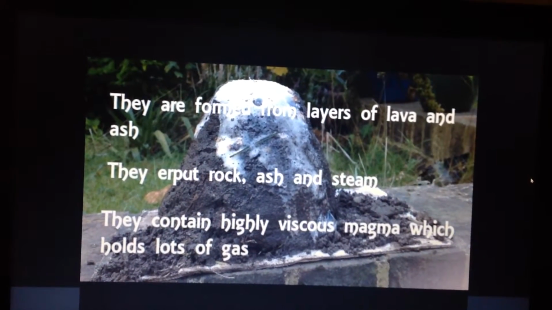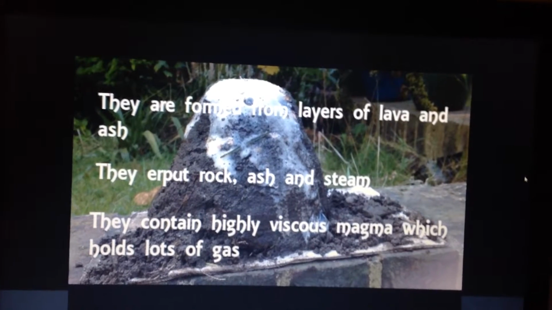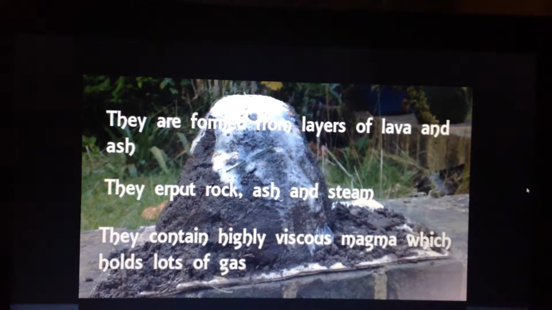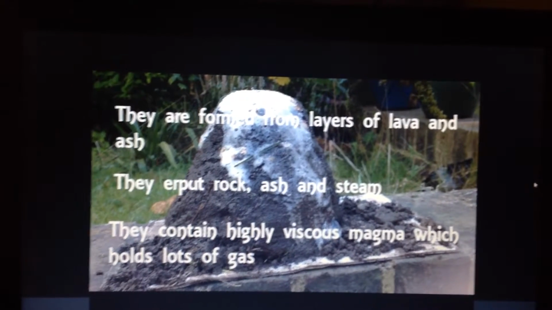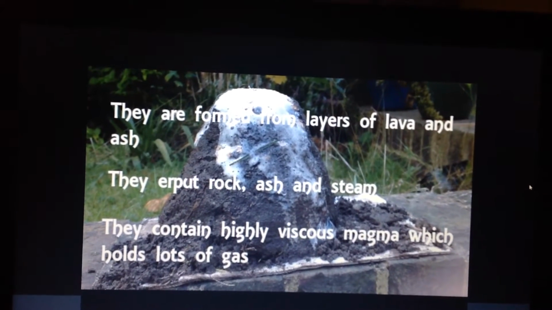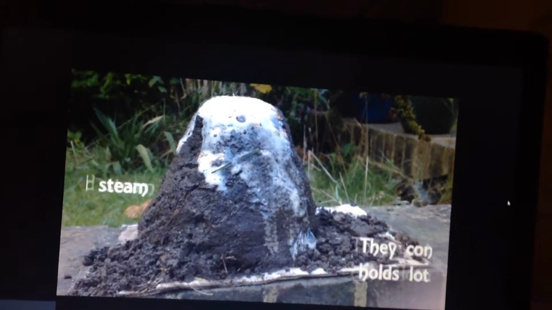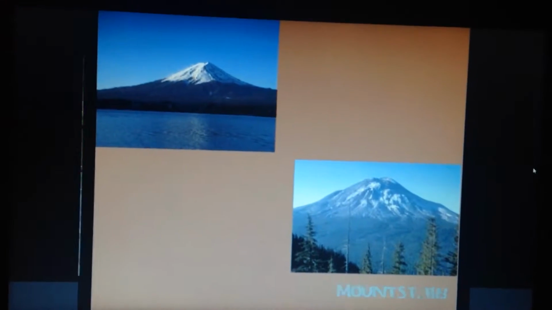Composite volcanoes are formed from layers of lava and ash. They are very steep and are found in destructive plate margins. They tend to erupt rock, ash and steam, but contain highly viscous magma, which means they are very explosive as they contain a lot of gas trapped within it, and are consequently very dangerous. Examples include Mount Fuji and Mount St.